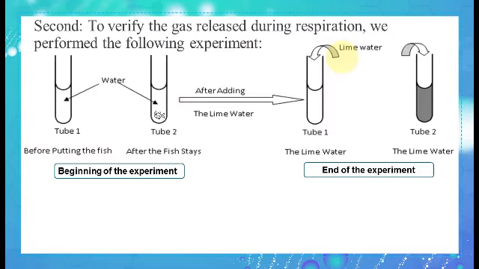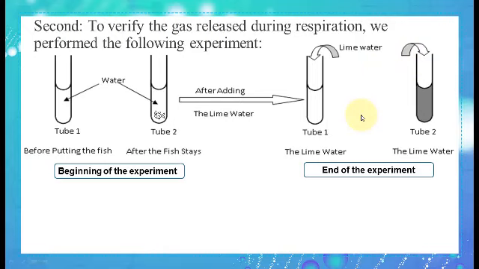Now it's time to perform the second experiment in order to verify the gas released during respiration. They used two test tubes. Each one was filled with water. In test tube 1, there was no fish. In test tube 2, the fish stays for a while. After a few minutes, they added lime water to both tubes.